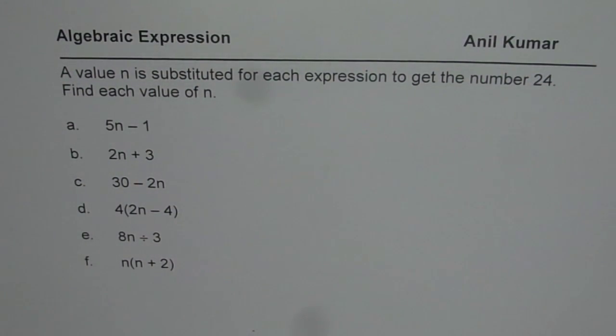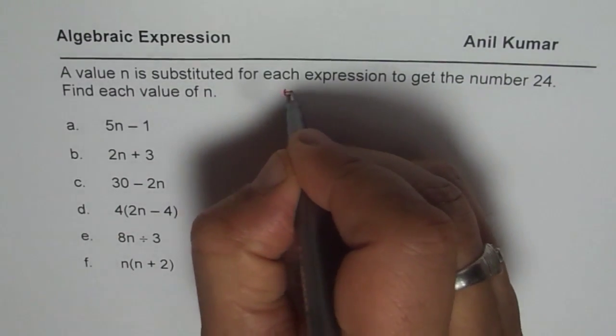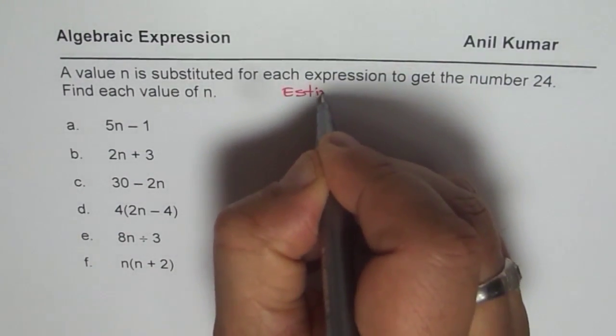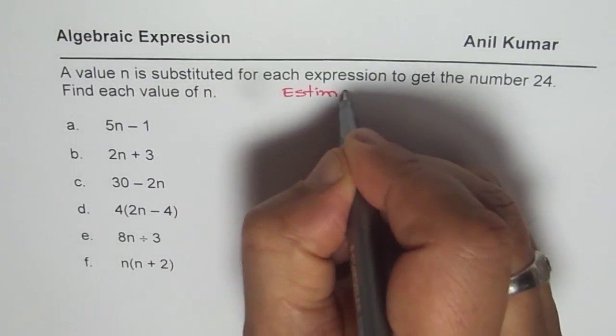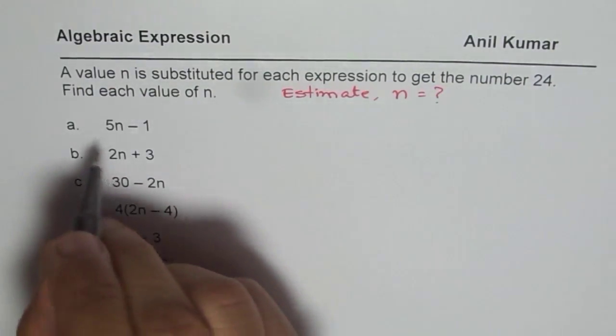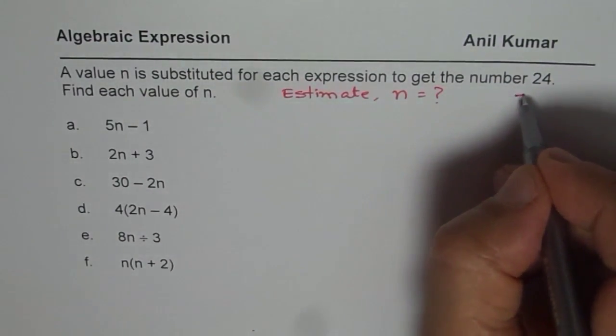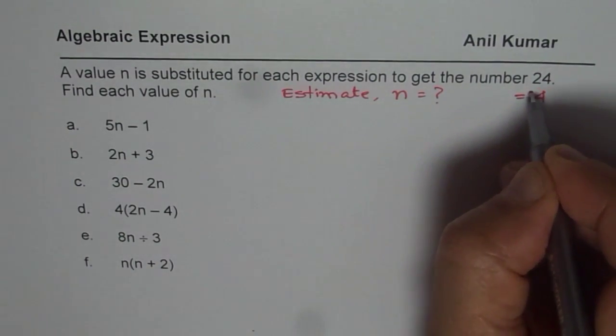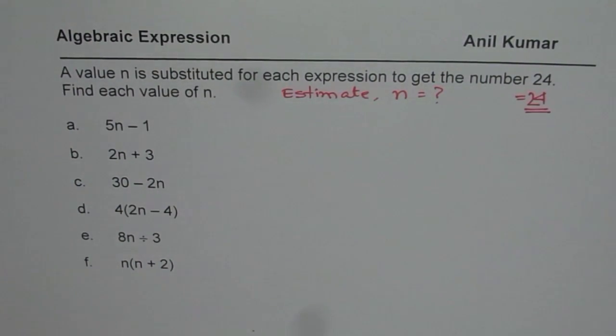So this is kind of estimating the value of an expression, right? So you need to estimate n, that is, what value of n will make the expression equal to 24, right? So that is the question for you. You can pause the video, try it out, and then look into my suggestions, right?